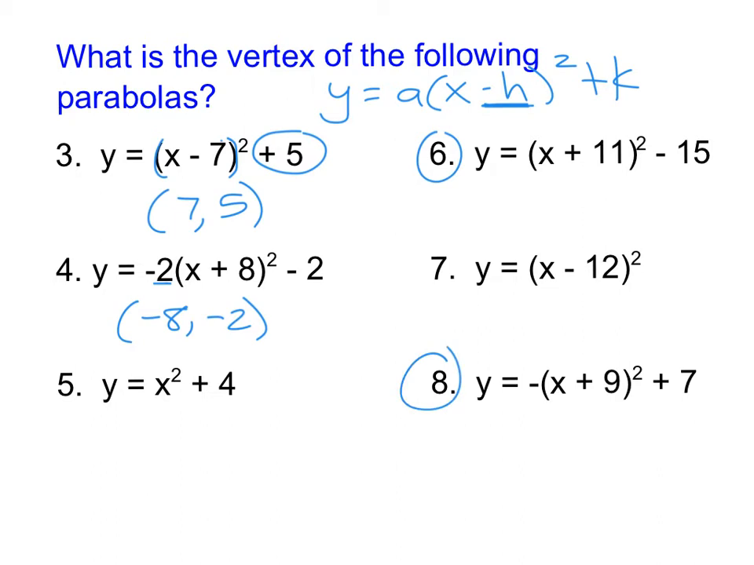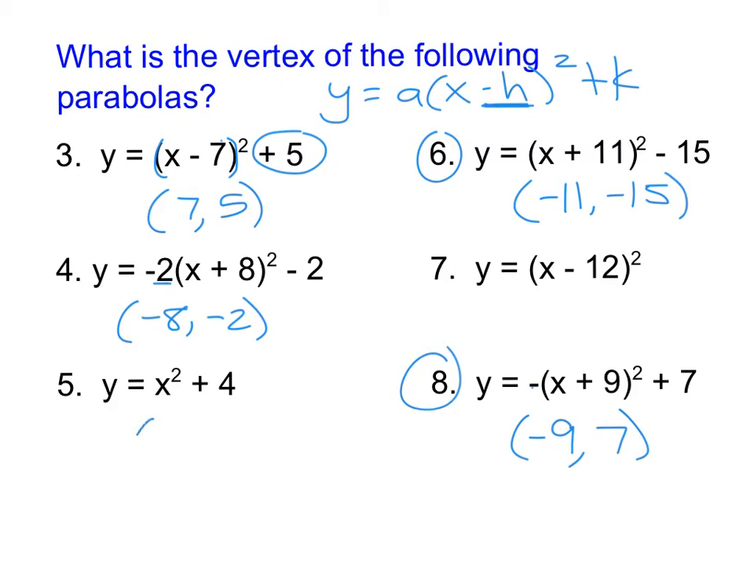All right, so number 6, make sure you pause, do it by yourself. Change the sign of the inside, so instead of 11, it's negative 11. The outside stays the same, negative 15. Number 8, change the sign of the inside, minus 9. Outside stays the same, 7. Again, that negative in front doesn't change anything.